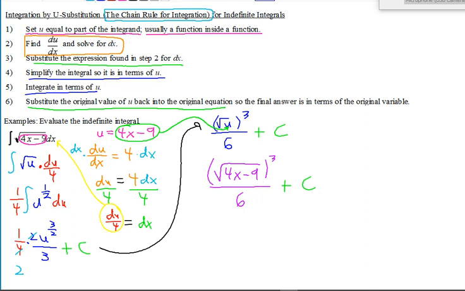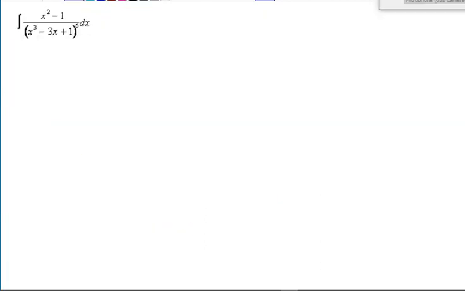All right, let's take a look at a couple more here. So the next one, notice, is way too complicated to integrate like this. We don't have a quotient rule for integration. So again, you want to use u substitution. And you might think of setting u equal to the numerator, but that x squared minus 1 is not really a function inside. It's not really inside anything.